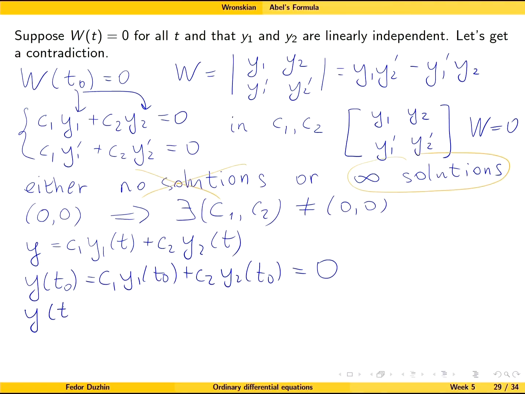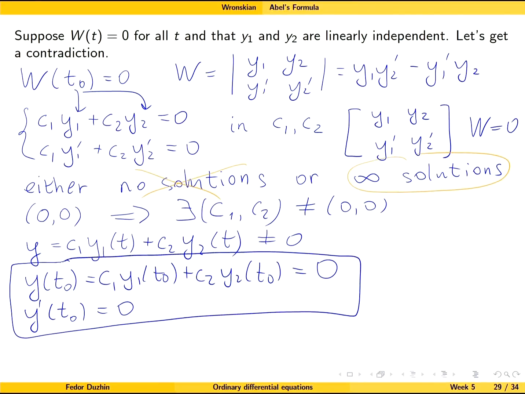Then y prime evaluated at t0 is also 0. At the same time, note that y1 and y2 are linearly independent, which means that any non-trivial linear combination is a non-zero function. So this is actually a non-zero function as a function of t. But just at the particular point t0, the value of the function and the value of its first derivative is 0.